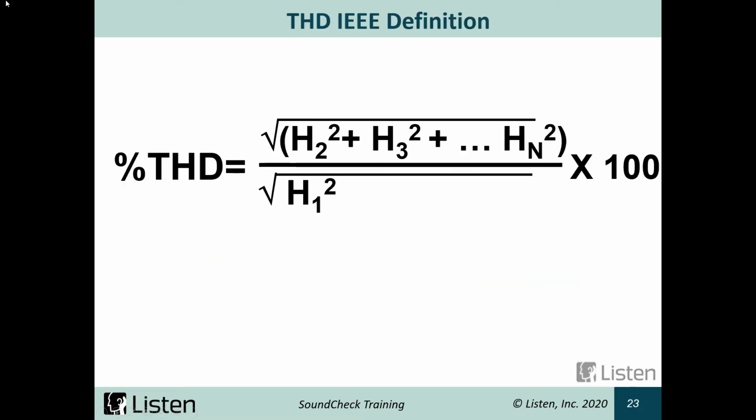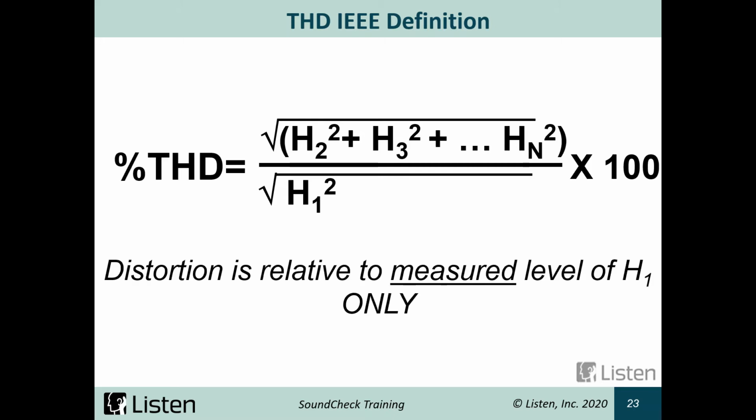For THD IEEE, the percentage of THD equals the square root of every harmonic we have selected squared added together, divided by the square root of the fundamental squared, times 100. That's what's going to give us our THD percentage. It's relative to the measured level of H1, which is the fundamental, only.